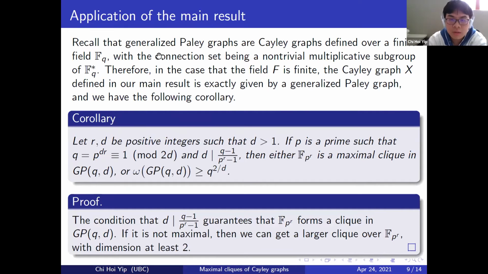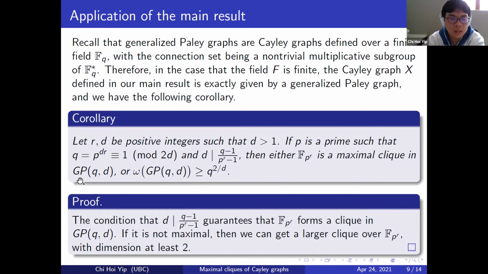Now, if we go back to the definition of generalized Cayley graphs, they are Cayley graphs defined over a finite field F_Q with the connection set being these powers of F_Q star. In particular, the connection set is a non-trivial multiplicative subgroup of F_Q star. Therefore, in the case that the field F is a finite field, the Cayley graph X in our main result is exactly a generalized Cayley graph. Therefore, our main result can be directly applied to maximum cliques of generalized Cayley graphs. So we immediately get the following corollary.